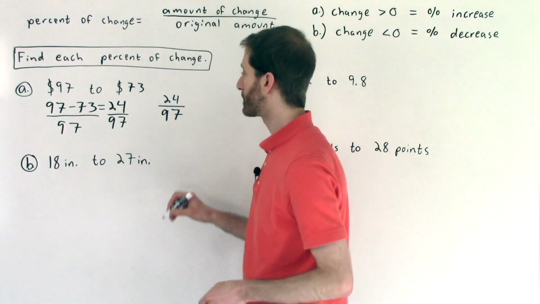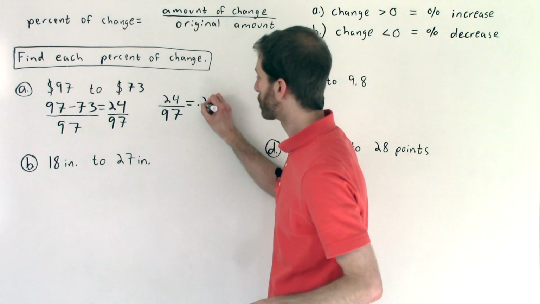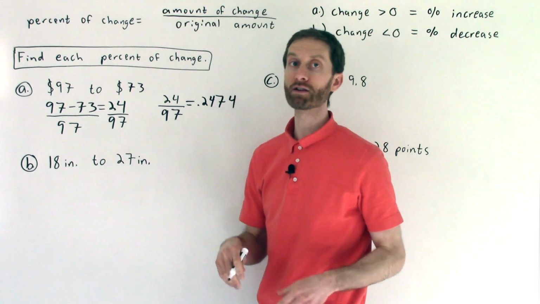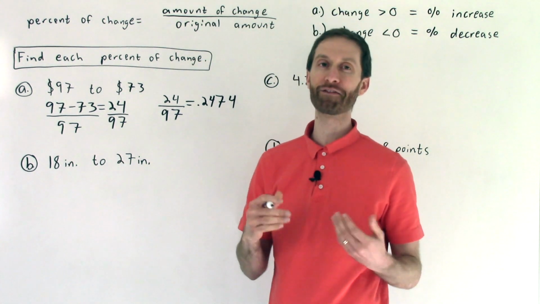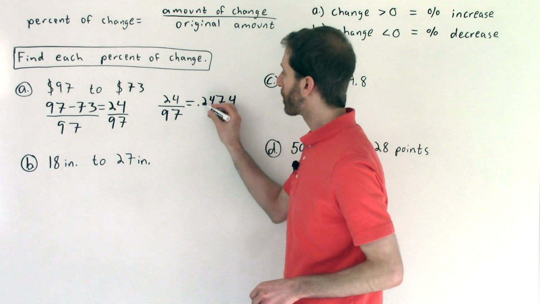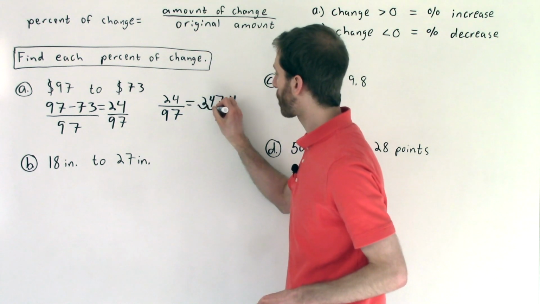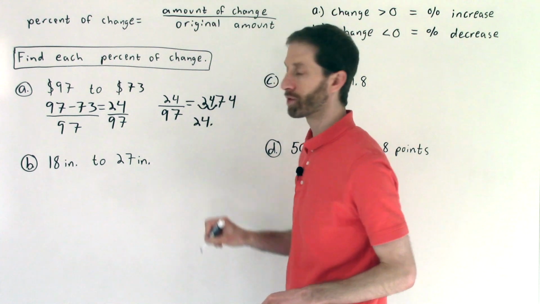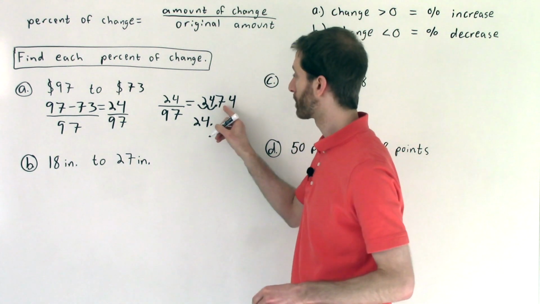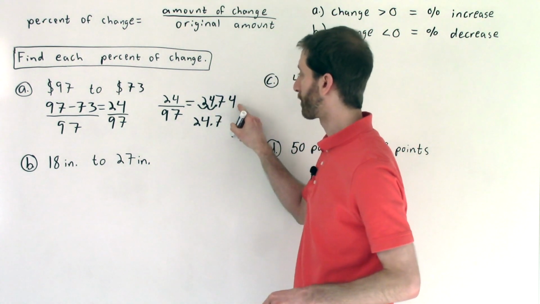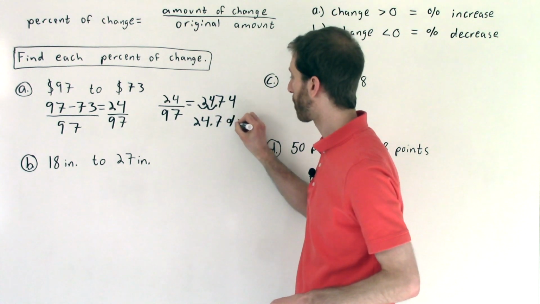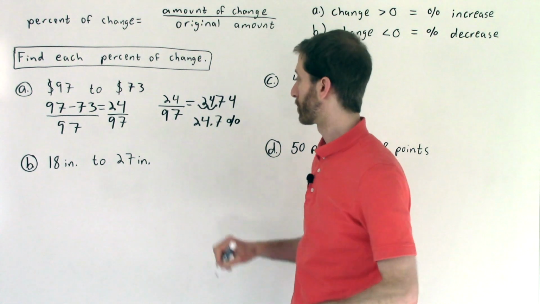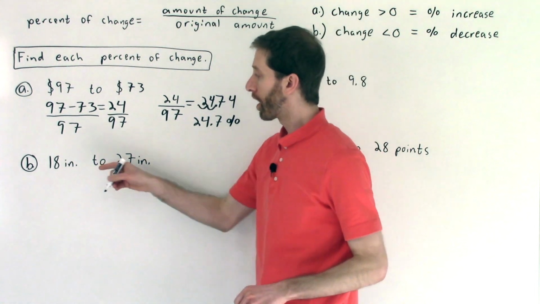24 divided by 97 as a decimal is 0.2474. Let's say we want to round that to the nearest tenth of a percent. So again, we move our decimal point twice to the right, and if we're doing nearest tenth of a percent, that's going to be 24.7, because the next digit is a 4, so we round down. So 24.7%, and that would be a decrease. So 24.7% decrease.